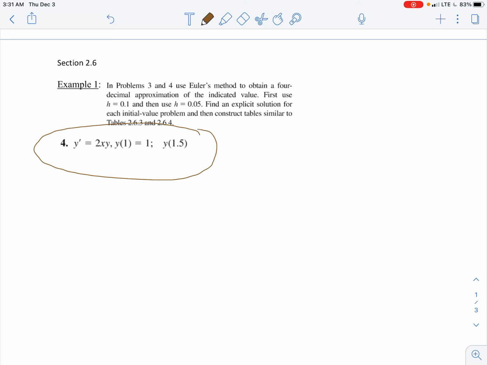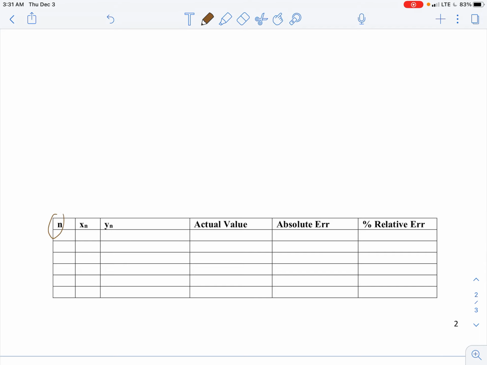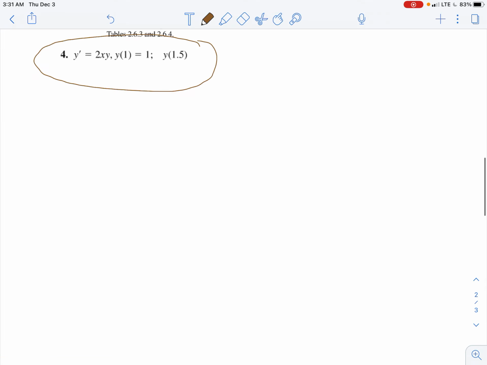And then we're going to find explicit solution for each initial value problem, and then construct tables that are similar to what we have here, down here at the bottom, where we'll find n, x sub n, y sub n. We'll find the actual value, the absolute error, and the percent relative error. Alright, so let's go ahead and do that.